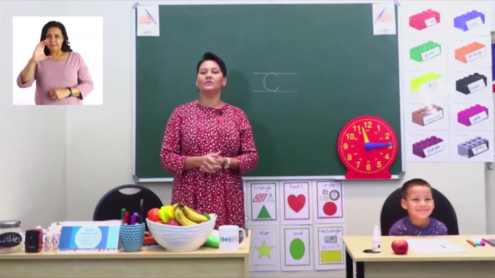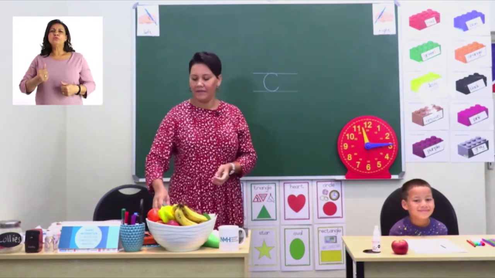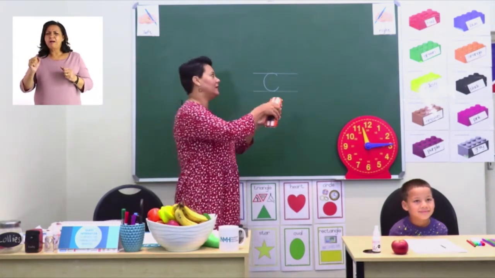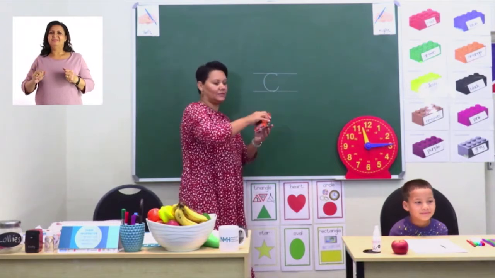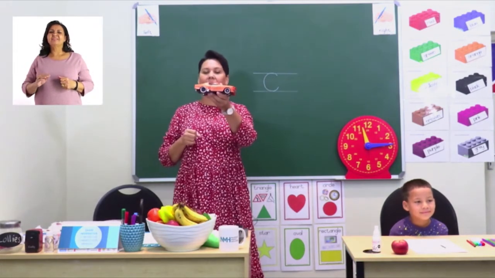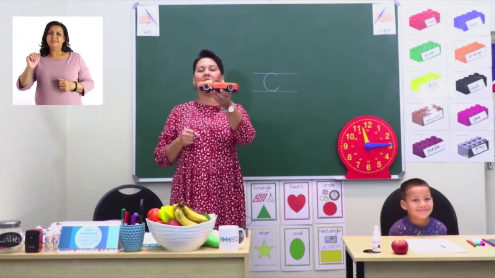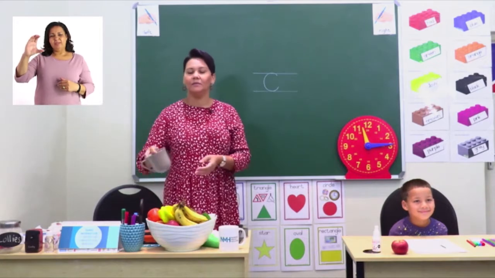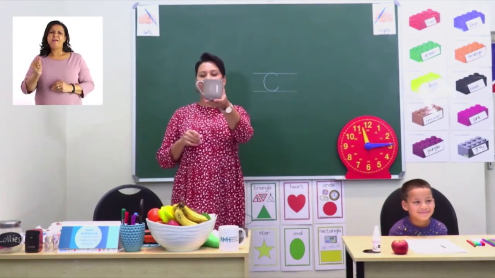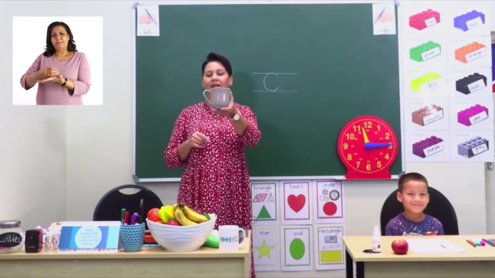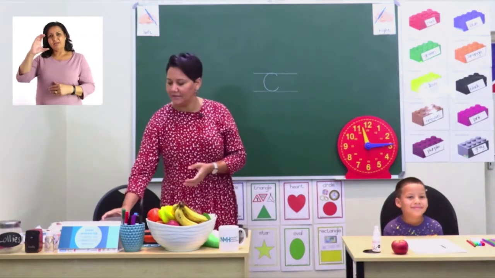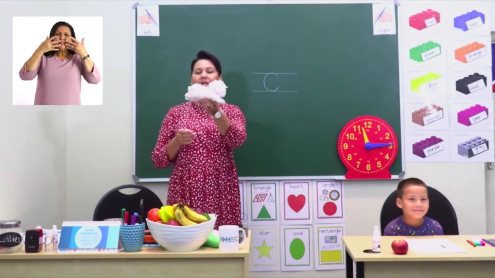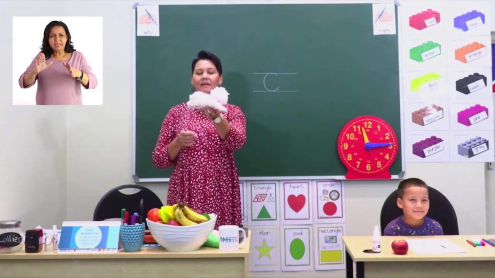Now let's learn how to sound letter C. Let's look at car. Remember, the car can make a curve on the road. Let's sound car. Car, k, k. Let's look at another one. We have a cup. K, cup. Let's look at another one. Cat. K, cat.